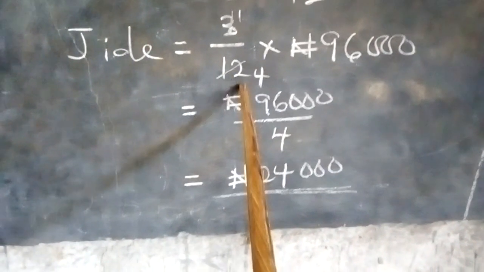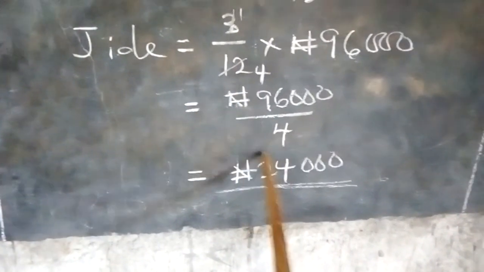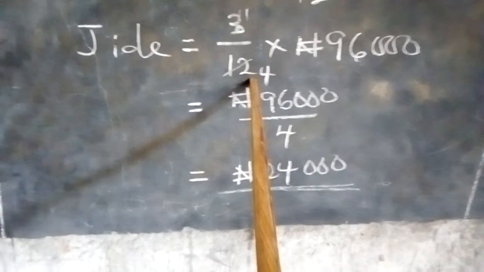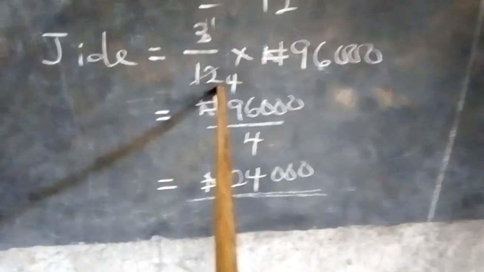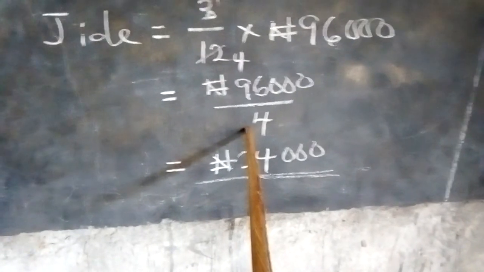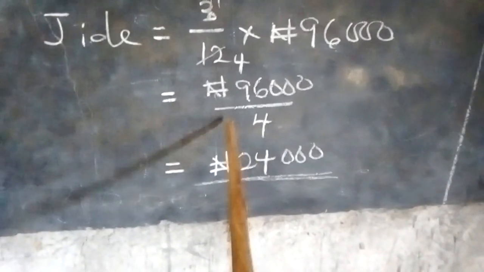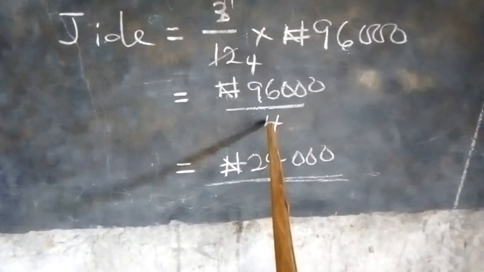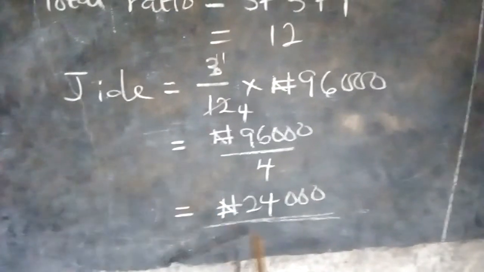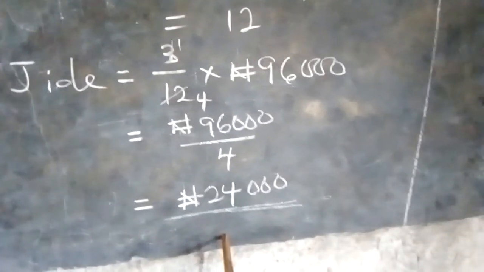Then 4, divided into 96,000, that is 96,000 divided by 4. This 4, which happens to be the denominator, will be put here as a denominator under 96,000. When we divide 96,000 by 4, the answer is 24,000. It means Jide contributed 24,000 naira.